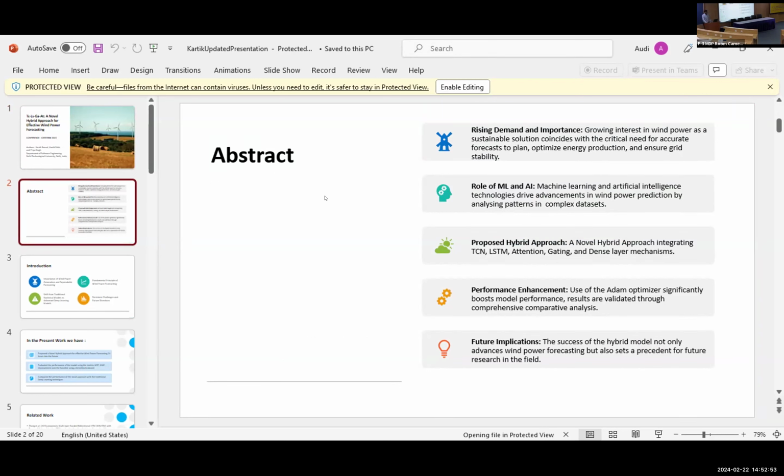In the present work, we have proposed a novel hybrid approach for wind power forecasting. The novel hybrid approach is built using TCN, that is temporal convolution network, LSTM, long short-term memory, attention mechanisms, gating mechanisms, and dense layer mechanisms. For boosting the performance, we have used the Adam optimizer, and the results are validated through extensive analysis, and a comparative analysis has also been performed.